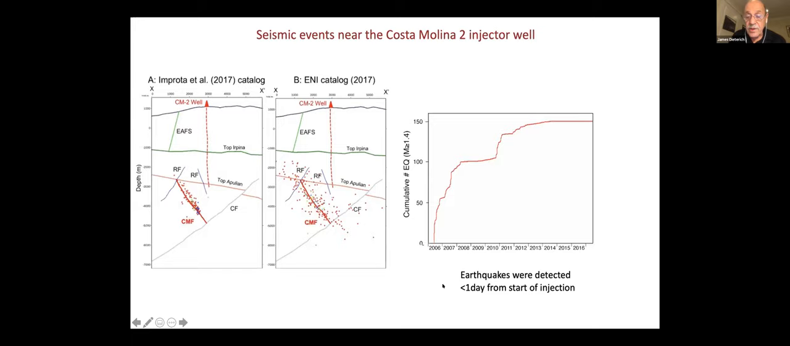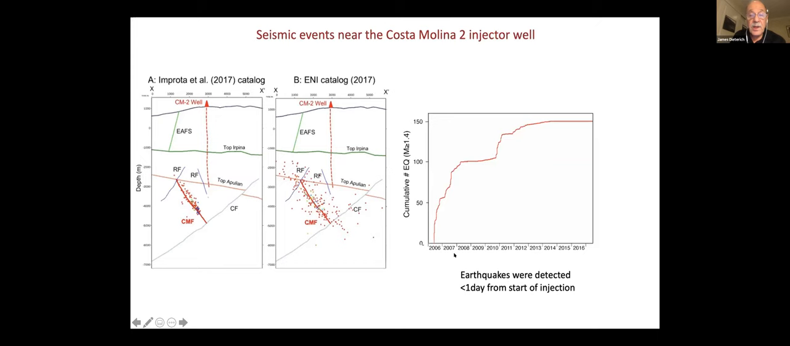The bottom of the injection well is about a kilometer away from this little fault. It's a very minor fault, but earthquakes were detected in less than a day after they started injecting fluids. And so earthquakes really just shot up here. And this is the earthquake count as a function of time for the field.